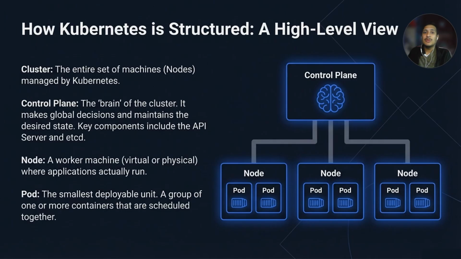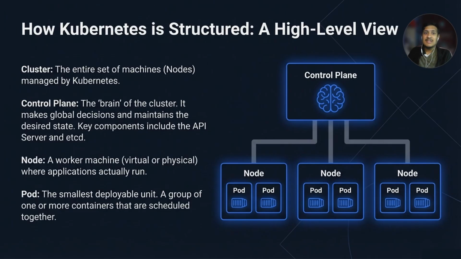To understand Kubernetes, we need to understand its high-level structure. A cluster is the entire set of machines managed by Kubernetes. It consists of two primary components. The control plane, which is the brain of the cluster, makes global decisions and maintains the desired state of the system. It contains key components like the API server and etcd.